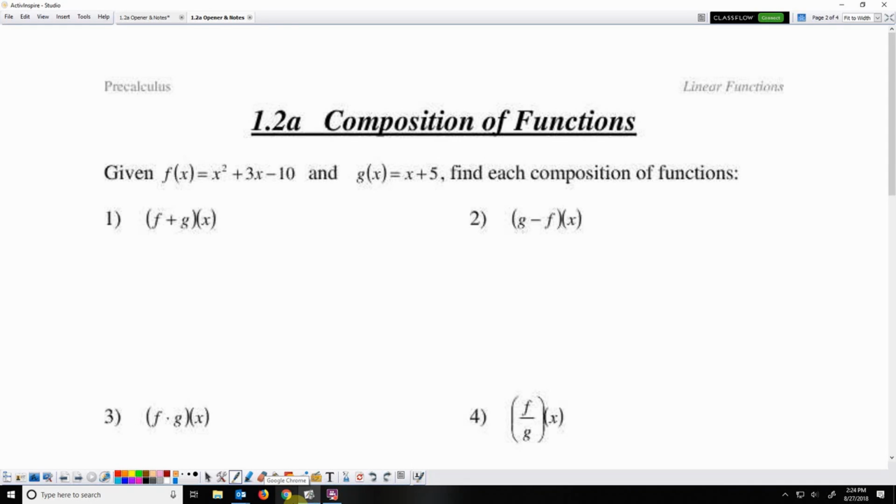Hey guys, welcome back. Today we are going to be doing composition of functions, which means for today we will add, subtract, multiply, and divide functions, and we will find the value of a function of a function.